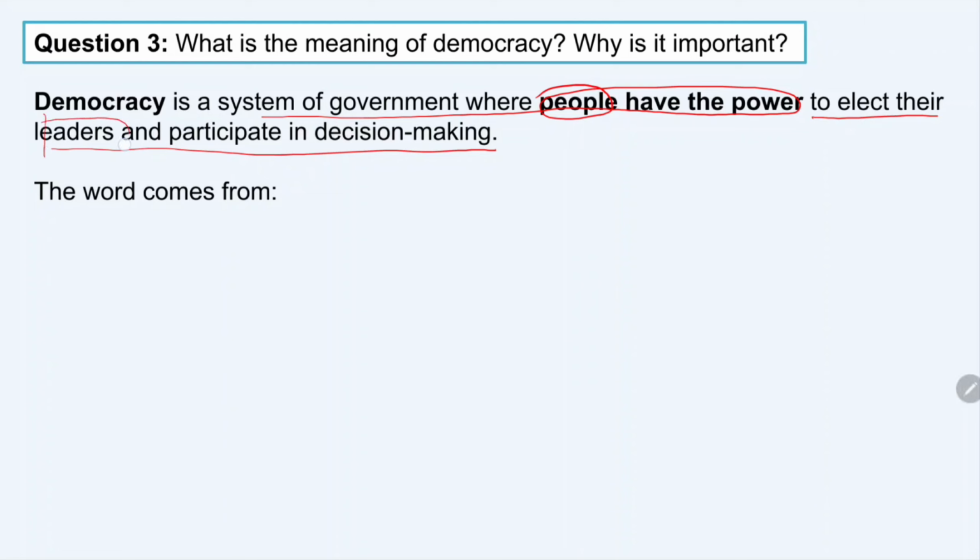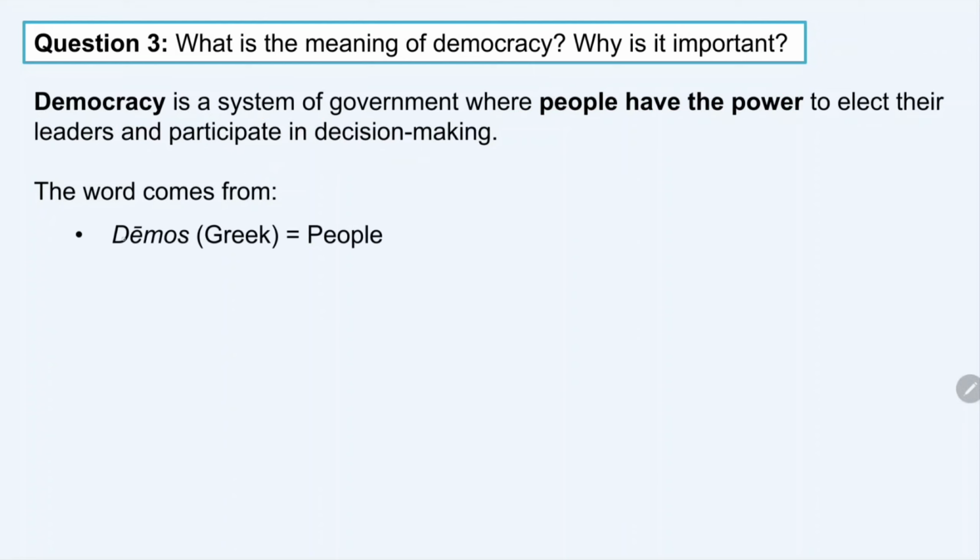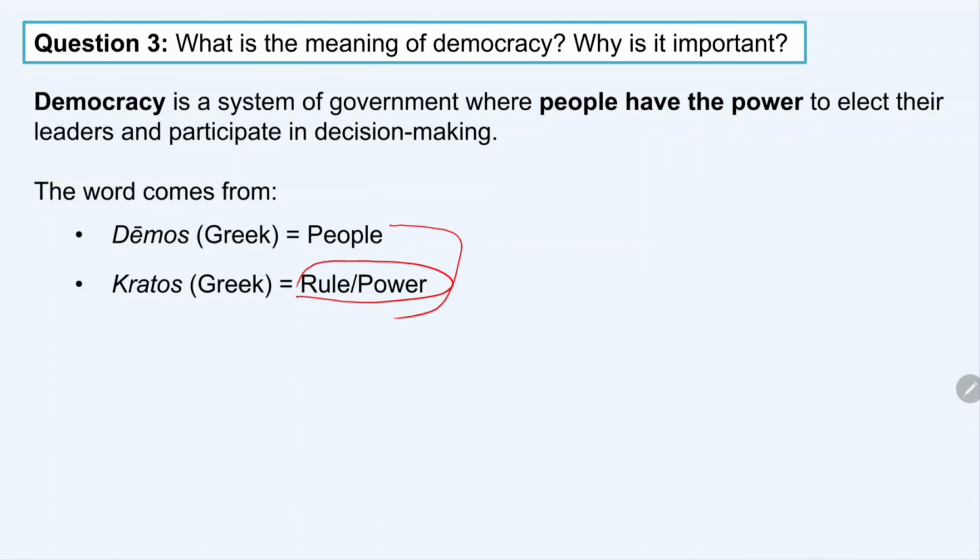And why? To choose their leaders. If they don't like the candidate or the leader they had voted for, then after 5 years they are not going to cast their vote for that particular leader, and that leader will no longer be in power. So this word democracy comes from the Greek words demos, which means people, and kratos, which means rule or power. That means people's rule or power.